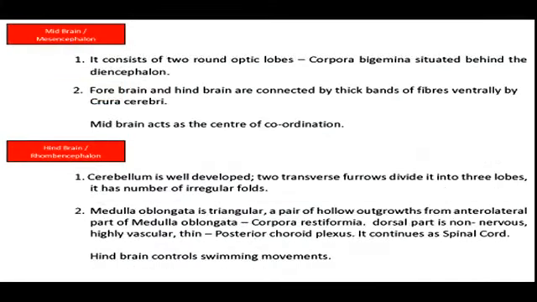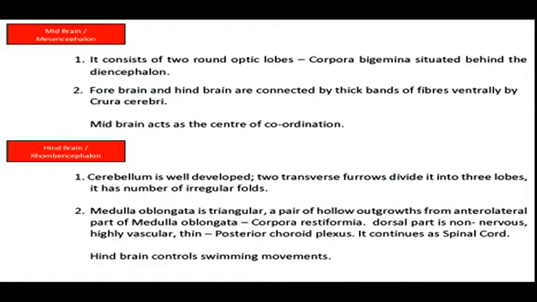Midbrain or mesencephalon is the middle region of the brain. It consists of two optic lobes, corpora bigemina, situated behind the diencephalon. Forebrain and hindbrain are connected by thick bands of fibers ventrally by crura cerebri, which constitutes the second part of midbrain. The midbrain region of the brain acts as the center of coordination. The last region of the brain is hindbrain or rhombencephalon.